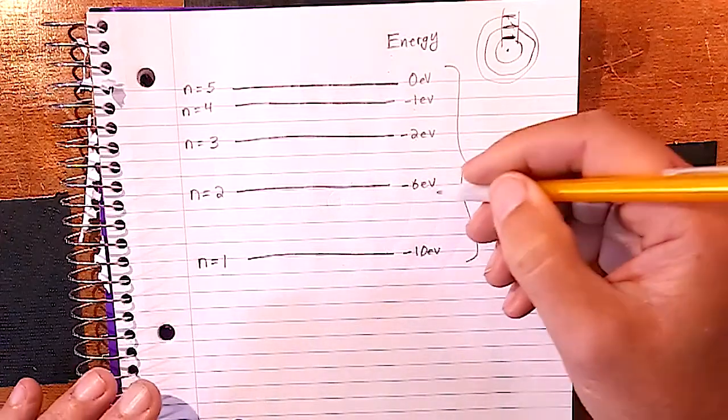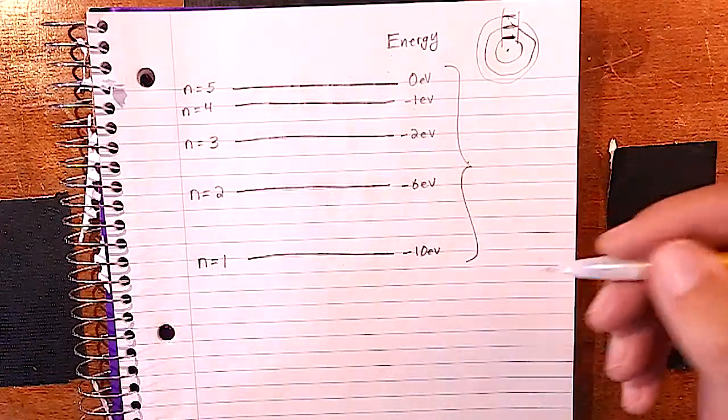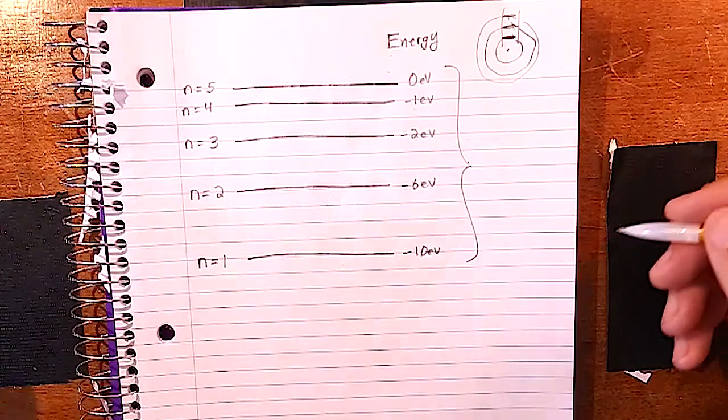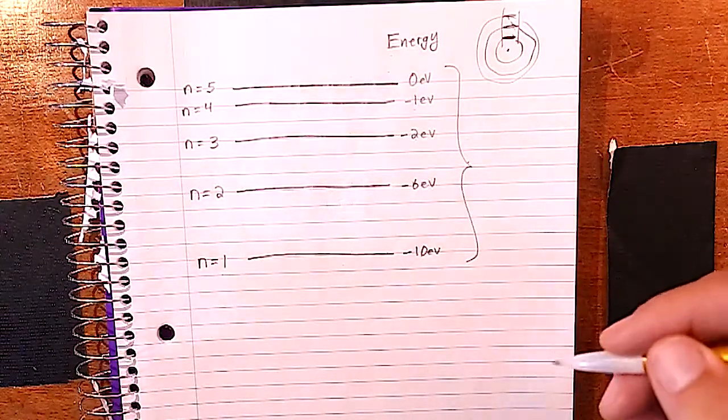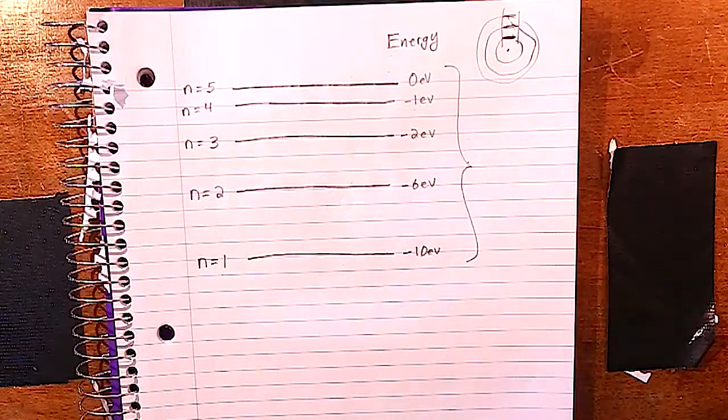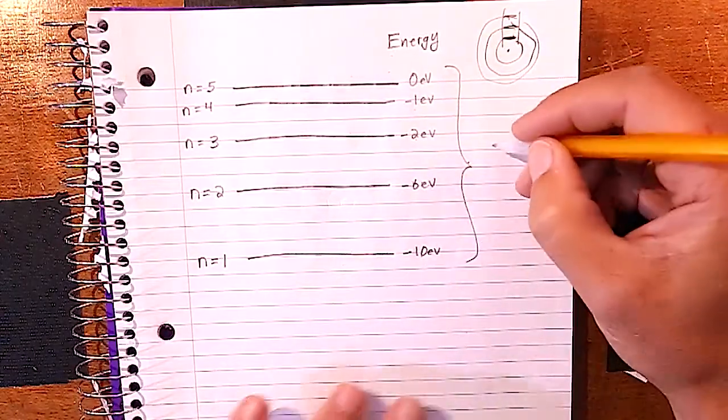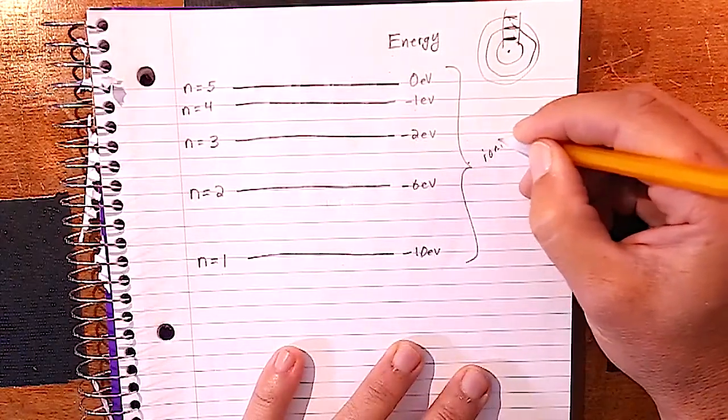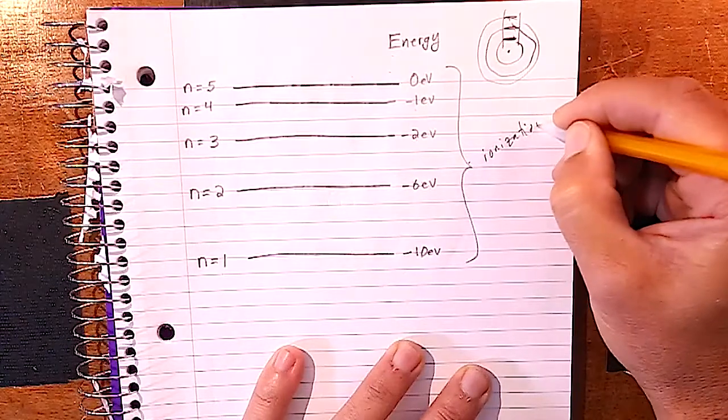So what does that mean when an electron gets out? What does that getting out part mean? Well, if you remember from chemistry, when you get rid of an electron, it's ionized. Therefore, these are all called ionization energies.